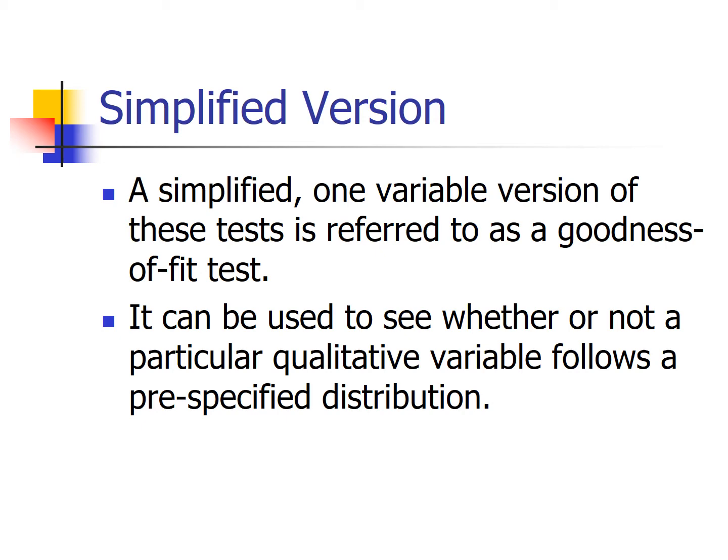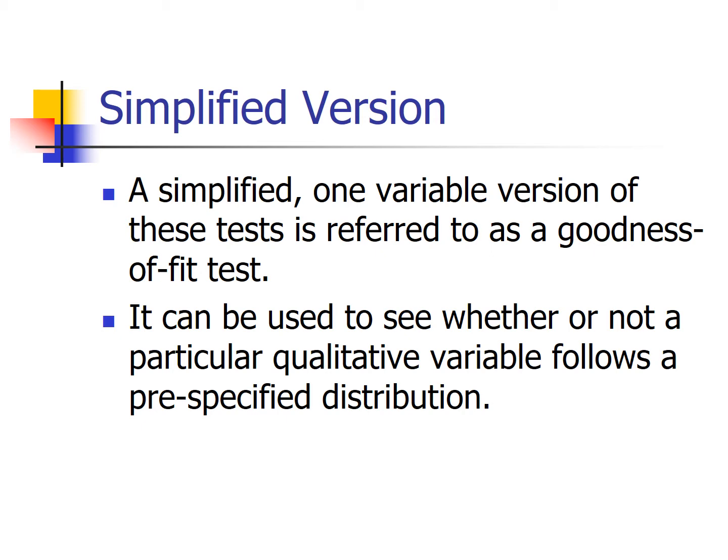So we're going to focus on a slightly simplified version of it to at least get a flavor of working with these qualitative variables, and in particular doing statistical inference, in particular hypothesis testing. So the simplified version is something referred to as a goodness of fit test. The goodness of fit test could be used to see whether a particular qualitative variable, so here we're focusing on just a single qualitative variable, follows some pre-specified probability distribution.